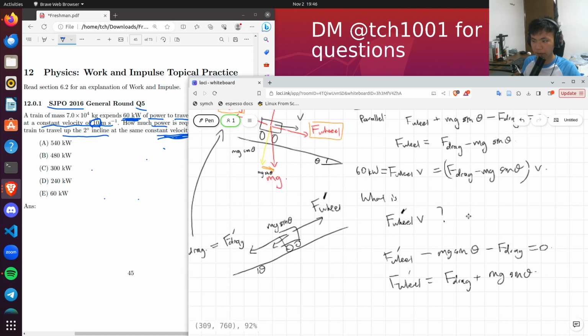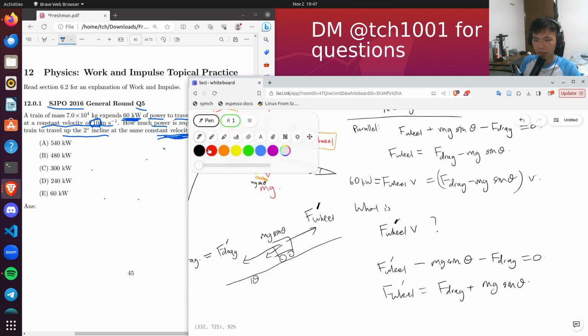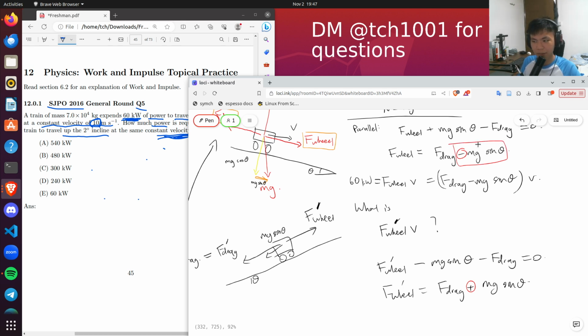Okay, so the difference right here is that previously we had F wheel equals F drag minus mg sine theta. Now we have that F wheel prime equals F drag plus mg sine theta. The difference is because previously we were going downhill, we had gravity trying to help us, right? If this gravitational force is a huge quantity, then the wheel will not need to do that much work. So if this increases, this decreases.